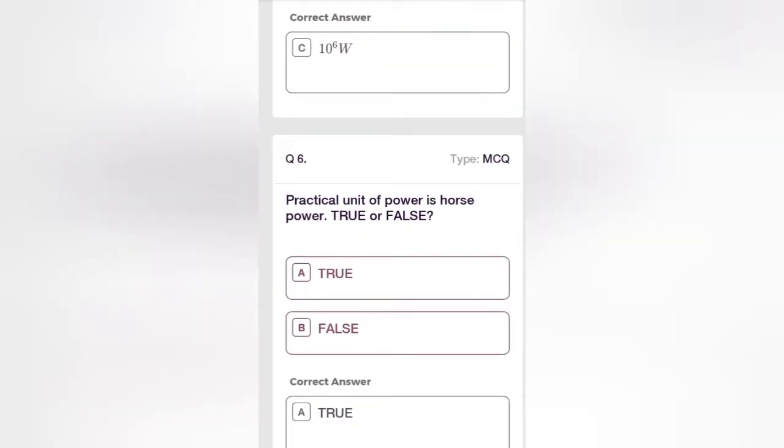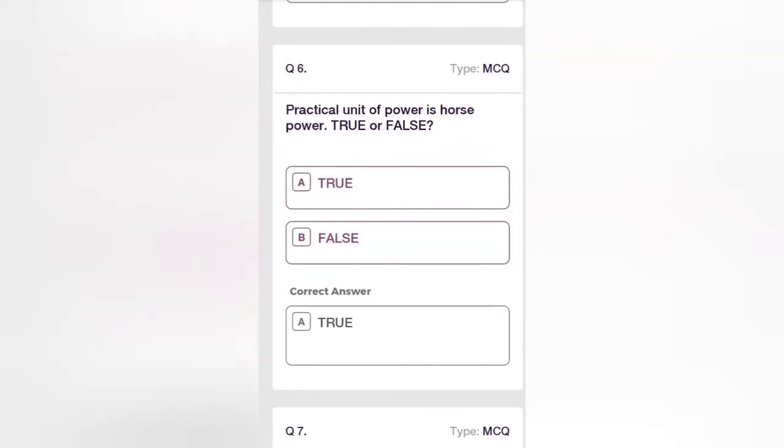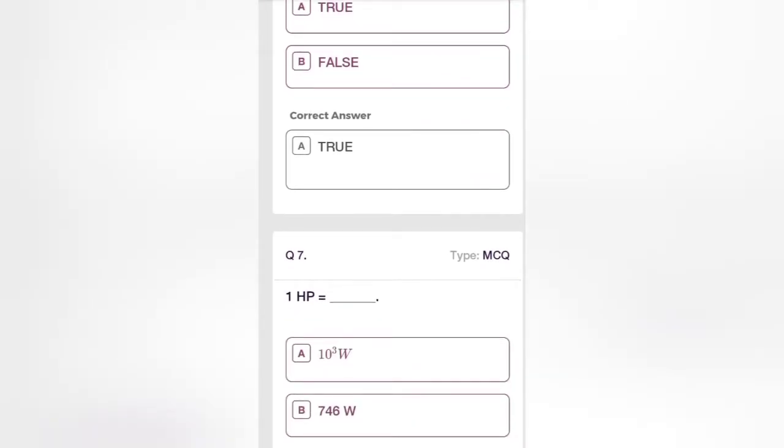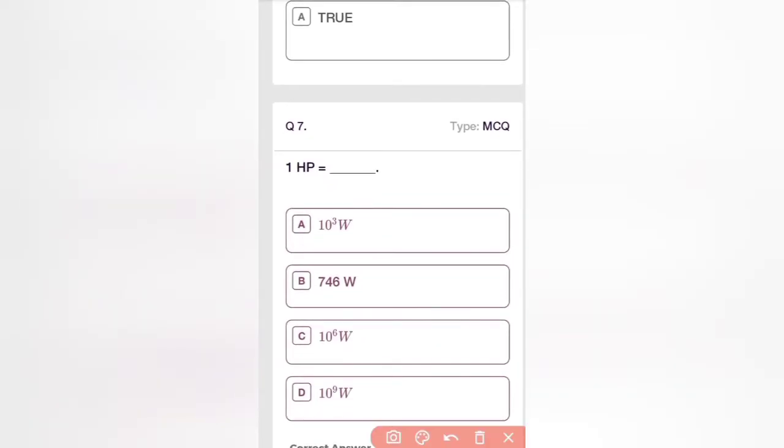Practical unit of power is horsepower. Yes, that's true. You would have seen in the commercial motor, that is the compressor motor in your house, the ratings they would have written on the nameplate details as 1 HP, half HP, you know that. So the practical unit of electric power is given as horsepower. That's true. 1 horsepower is equal to 746 watt. Option B is the correct answer.